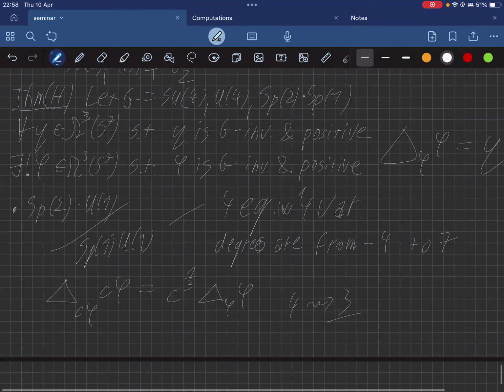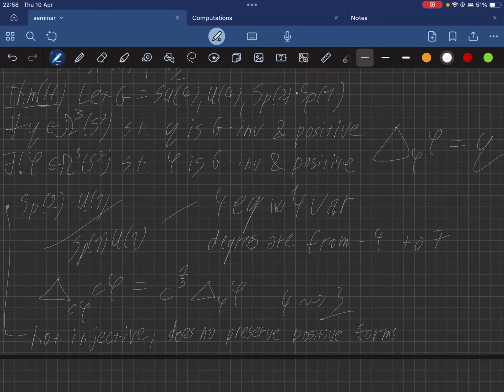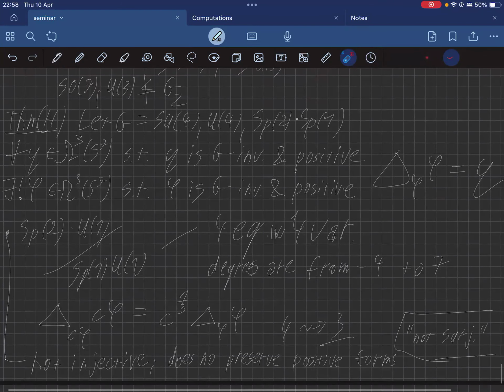So for this case, it's not injective. It does not preserve positive forms, and probably, in quotations, not surjective. We're working on this, but most likely it's not. So yeah, everything kind of breaks. It's not a very nice operator.